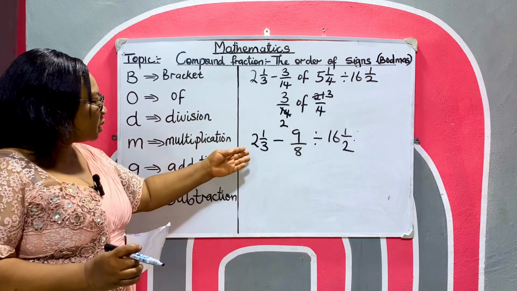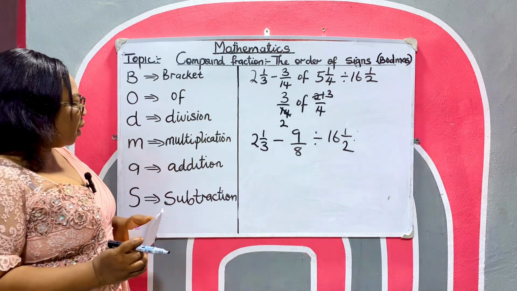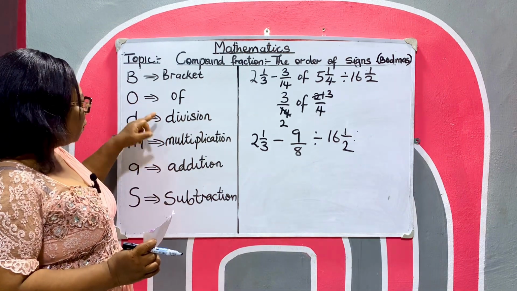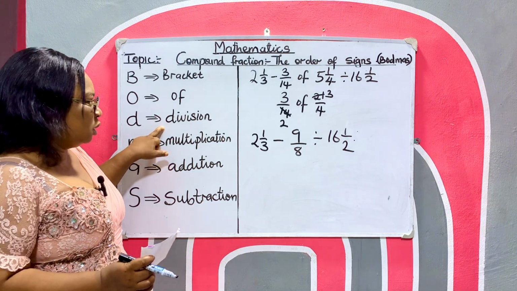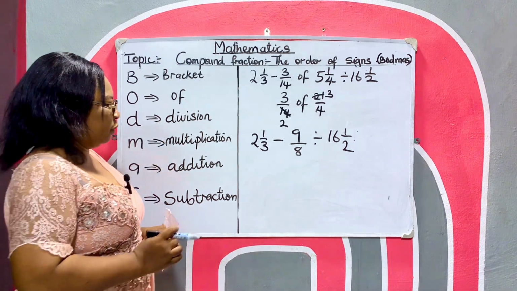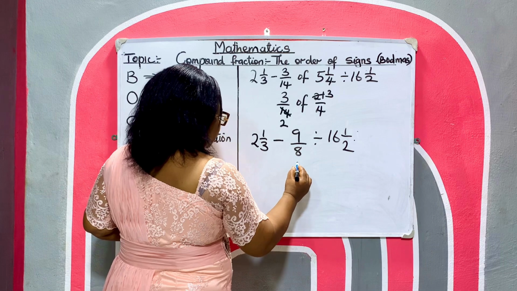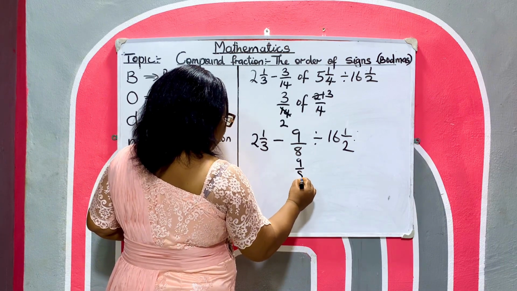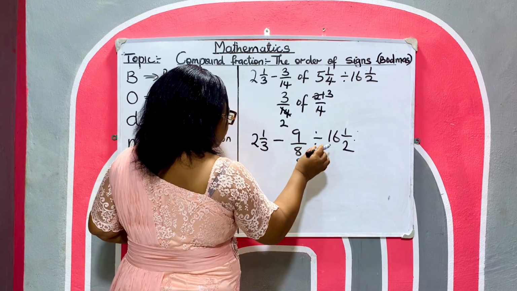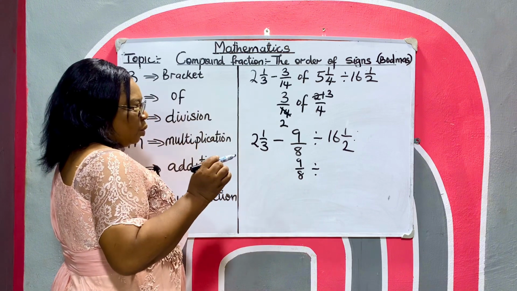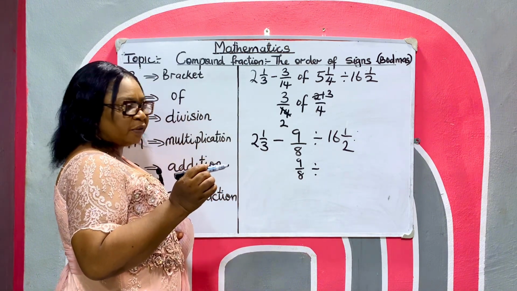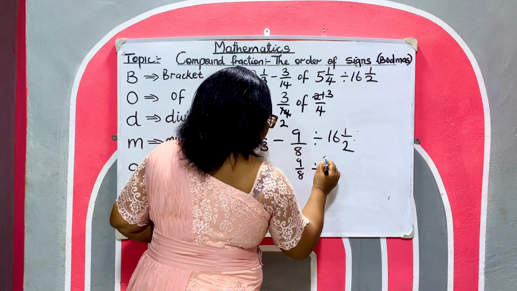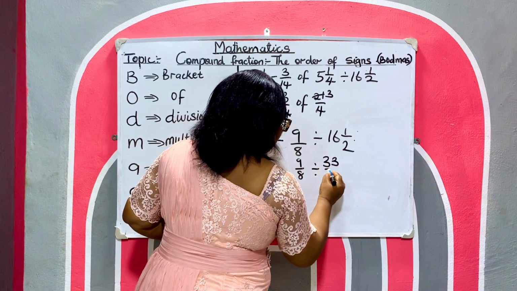This is the next statement after of. And we look at it. What are we going to do? After of is division. So we work on division. You have 9 over 8 divided by 16 times 2, which gives us 32. 32 plus 1, we have 33. 33 over 2.